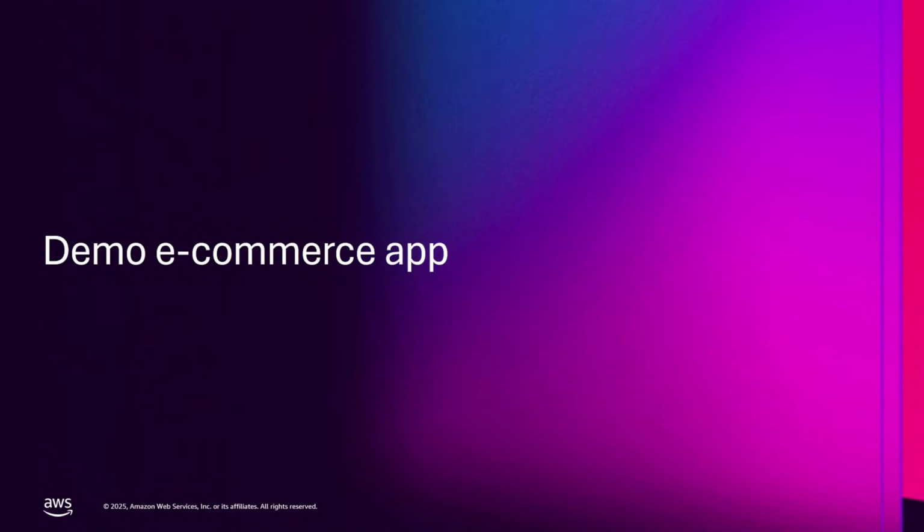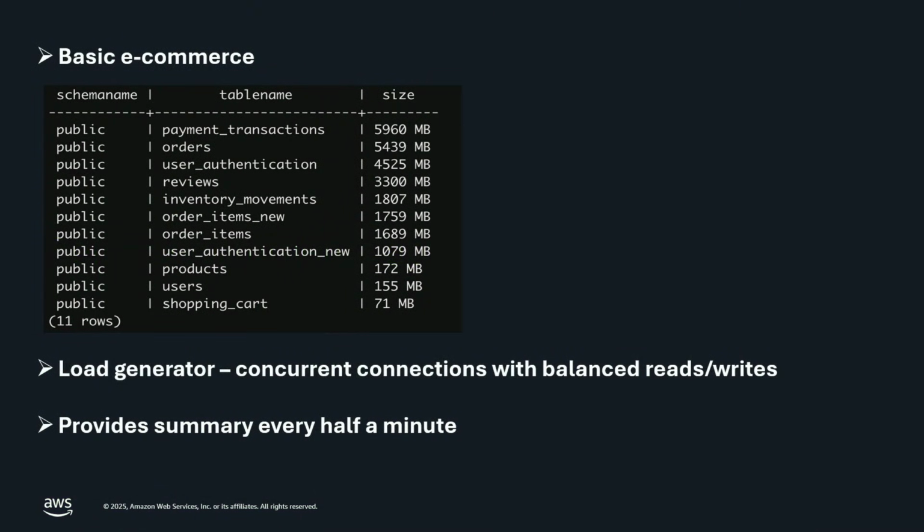This is the e-commerce app. We have a simple e-commerce app, and that's the load generator I've started. This app has simple e-commerce tables like orders, products, and users. The load generator opens more than 150 connections to the database, with balanced reads and writes, and it provides a summary every 30 seconds on how many queries ran. We can see that in the demo.